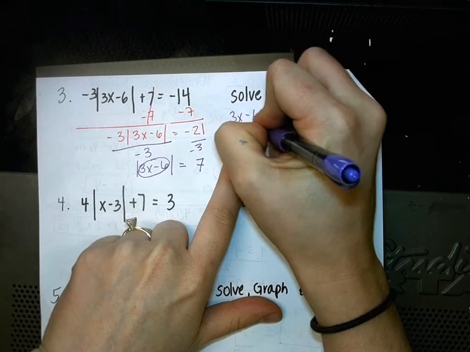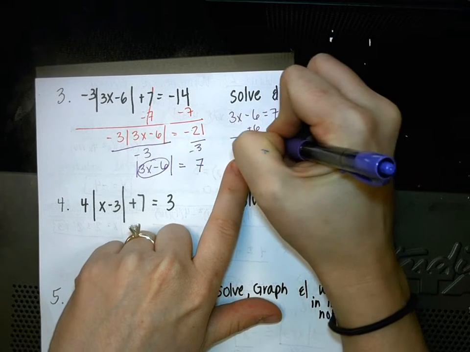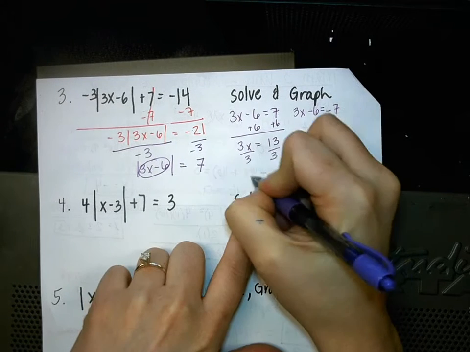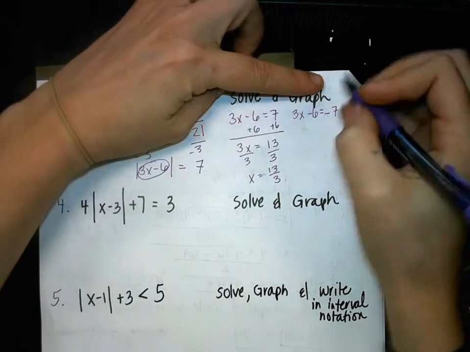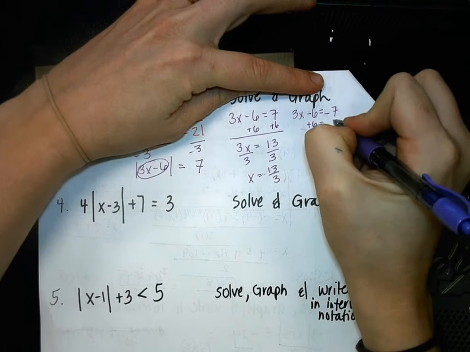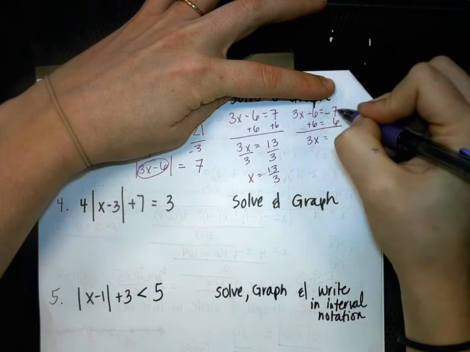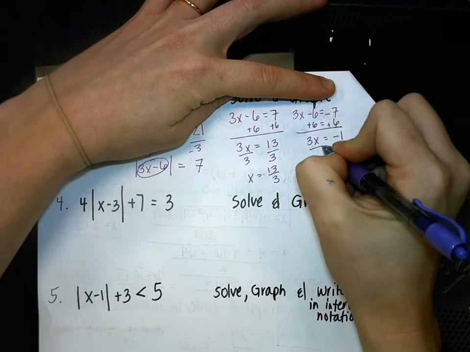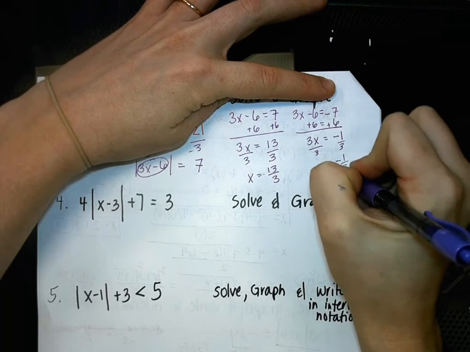So we're going to add 6 to each side. And then divide by 3. So I get x equals 13 over 3. I'm going to solve my second equation. Add 6 to each side. -7 plus 6 is -1. Divide each side by 3. And I get x is equal to -1 over 3.